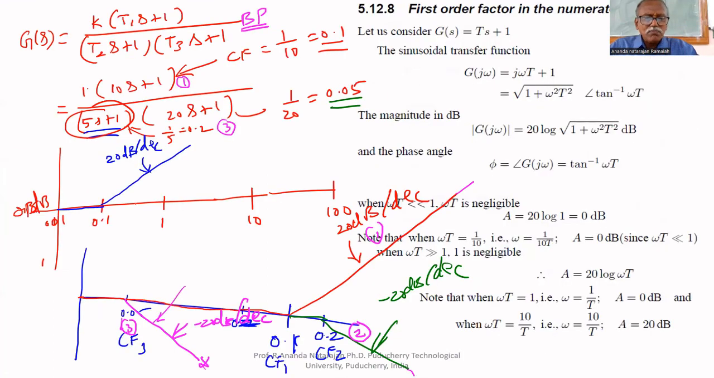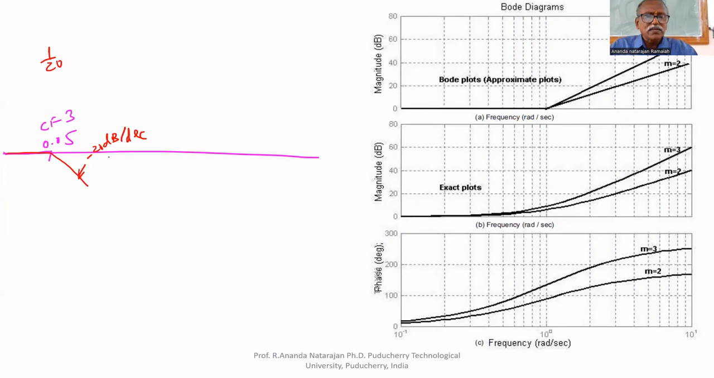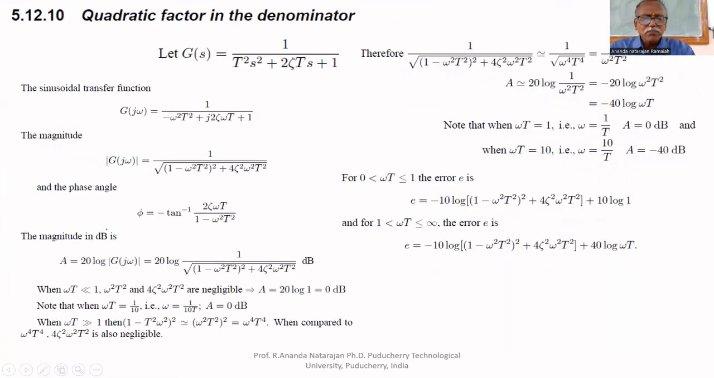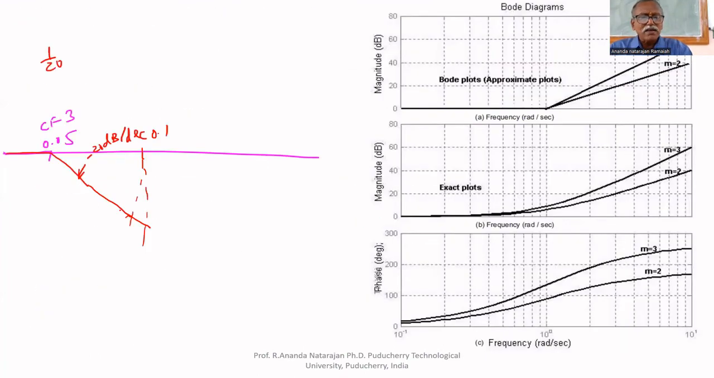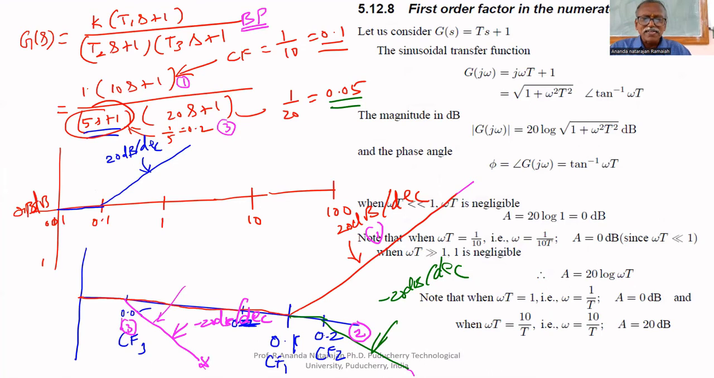Up to what point? Up to 0.1. Up to 0.1, it decreases at the rate of 20 dB per decade. After 0.1, you see what happens: it increases at the rate of 20 dB per decade. One is increasing, another one is decreasing. If you add these two together, it becomes 0.